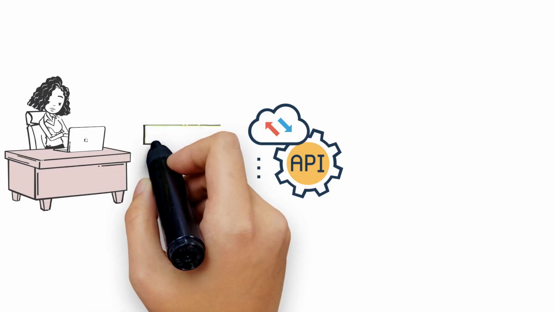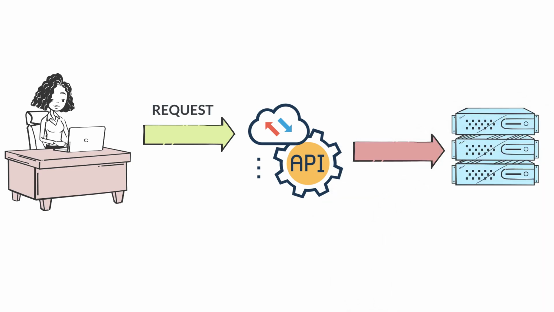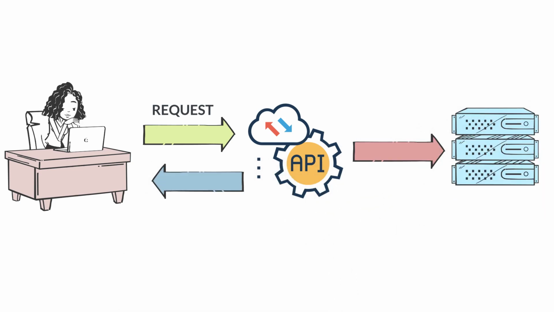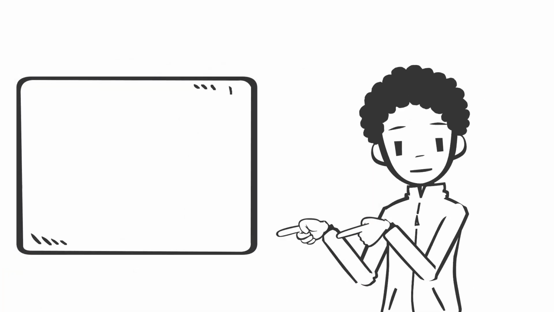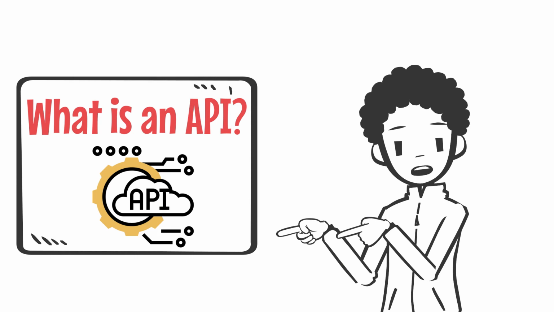Think of an API as a message courier. You tell it what you want to do, and it delivers your request to a system. Then, it brings back the system's response to you. It's like having a helpful messenger that takes your wishes and brings you the result you asked for. Okay, let's use a simple example to understand what an API is.